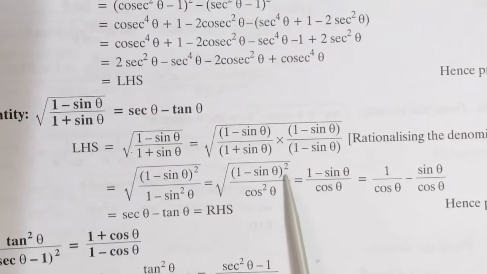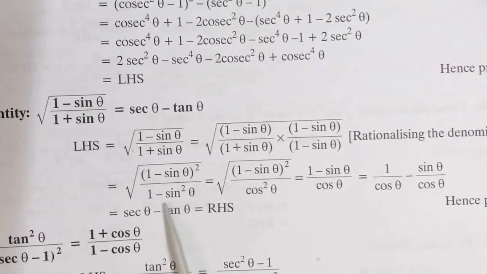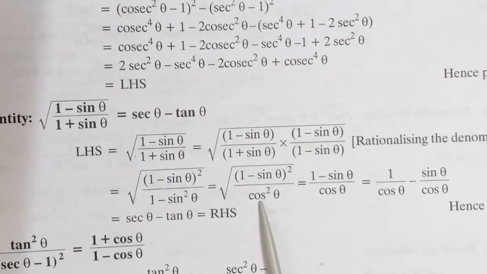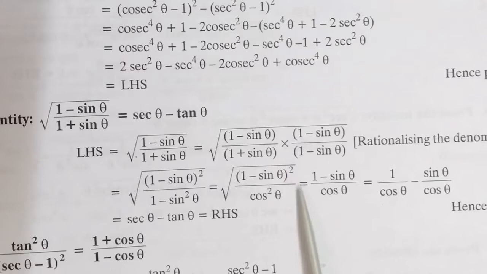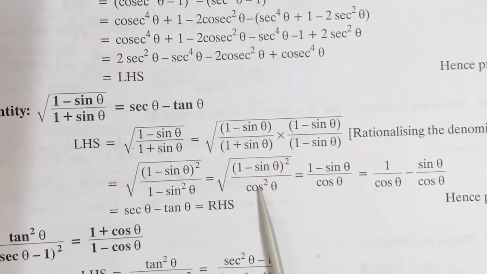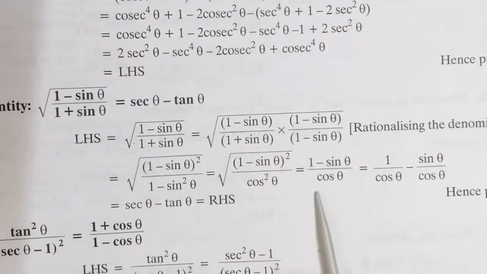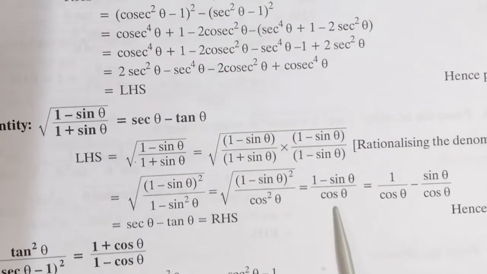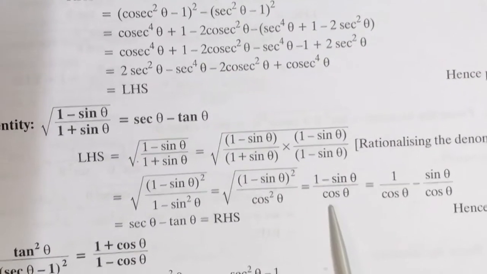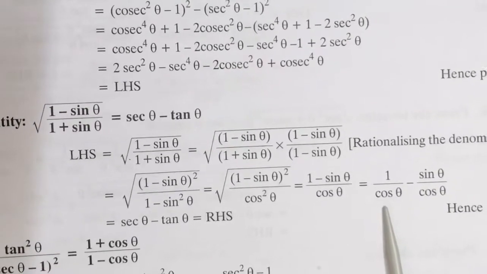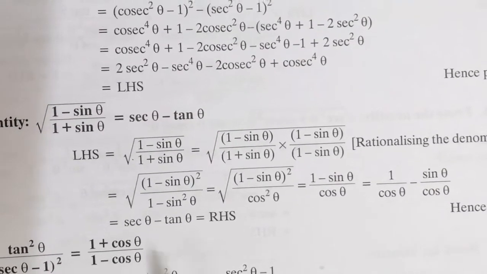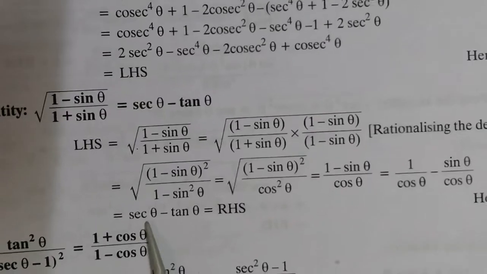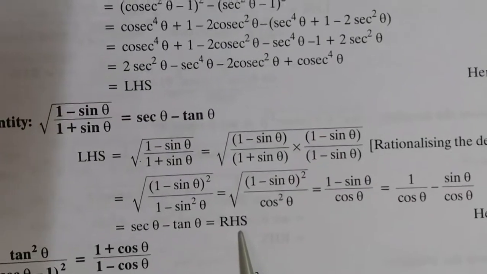Now this numerator as it is. What is 1 − sin²θ? cos²θ, right? Now in the numerator as well as denominator you have squares, so square root and squares will get removed. This is equal to (1 − sin θ)/cos θ. Divide both by cos θ, so we get 1/cos θ − sin θ/cos θ. So this is equal to sec θ − tan θ. This we had to prove.